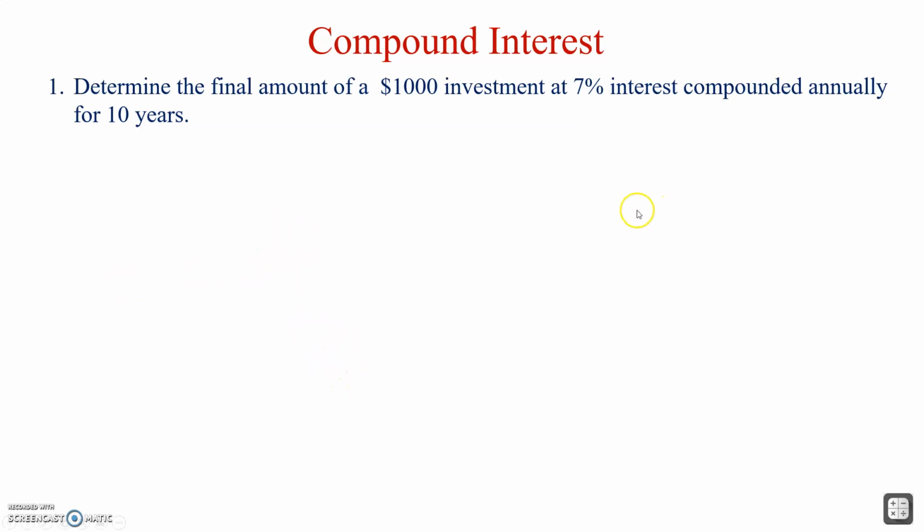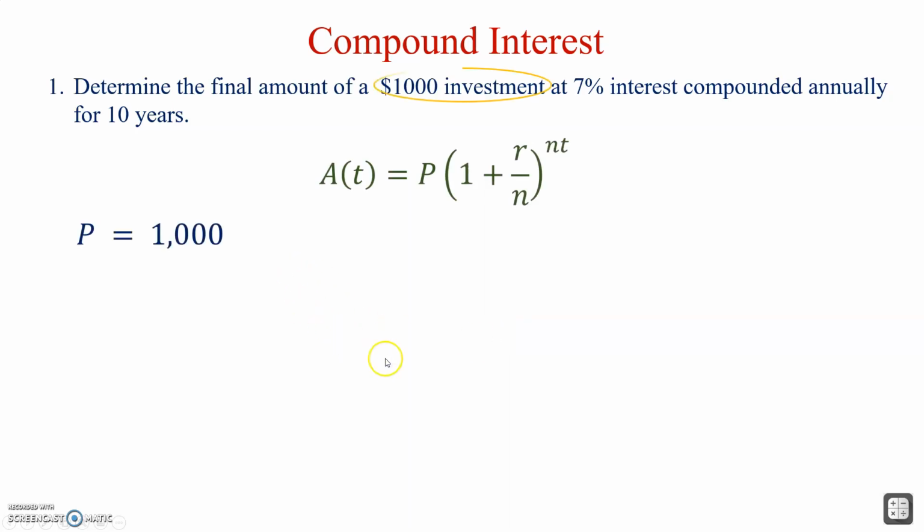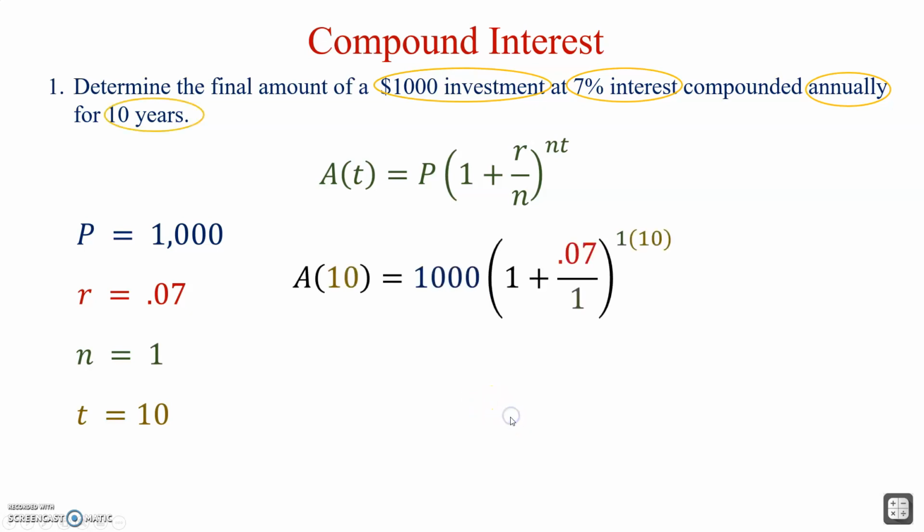So, because this is compound interest, we'll use our compound interest formula. P is 1,000, because they told us originally a $1,000 investment. The R, rate, is 0.07, because we converted this 7% into a decimal. N is 1, because it's compounded annually, only once a year. And T is 10, because it's 10 years. Simply substitute everything into the formula, and we can type this straight into the calculator.